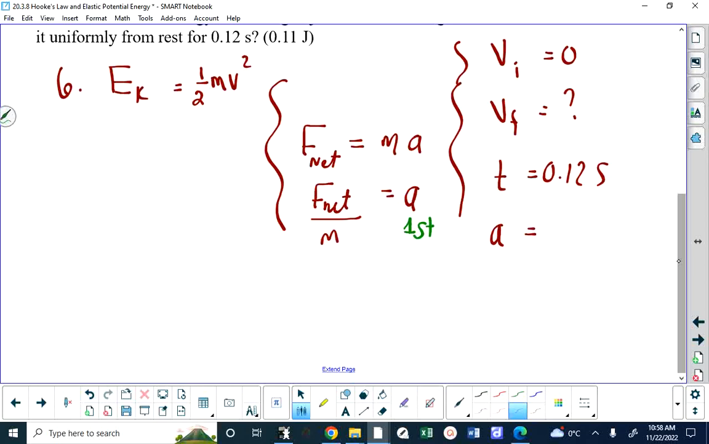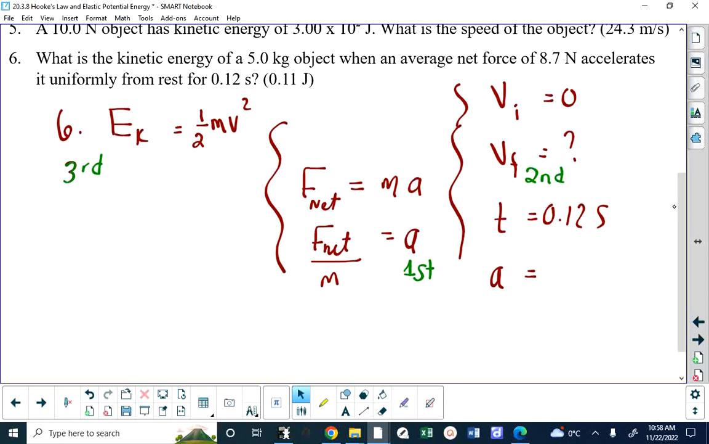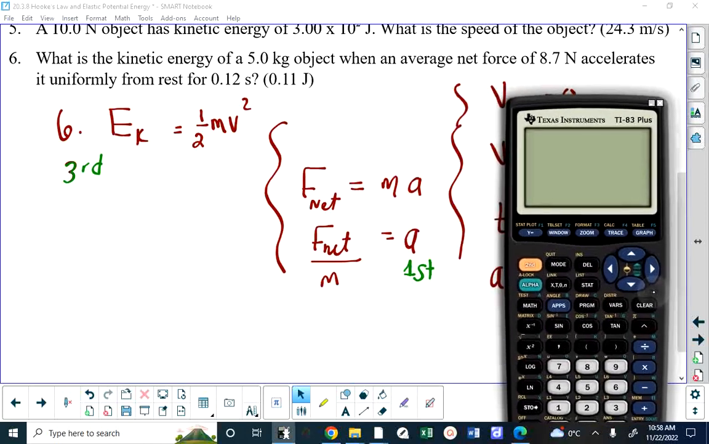Then we will have to calculate, second, the speed reached, and then the third thing we'll be able to do is find the kinetic energy. So let's run some numbers through our calculator. I'm not going to bother writing down some of these numbers. It's 8.7 newtons and it's 5 kilograms.